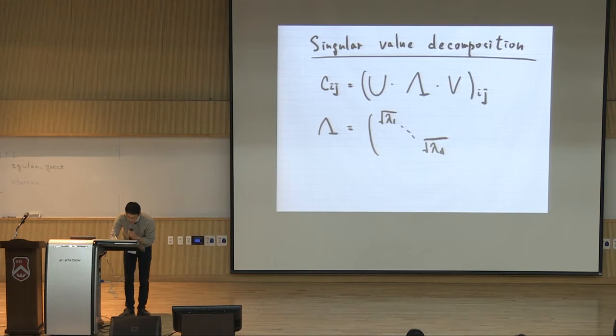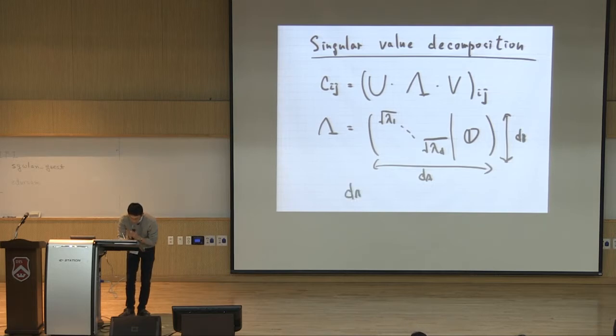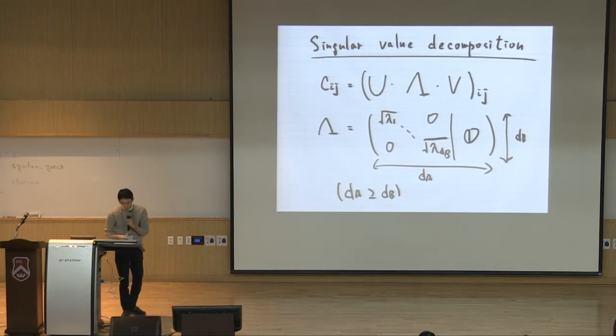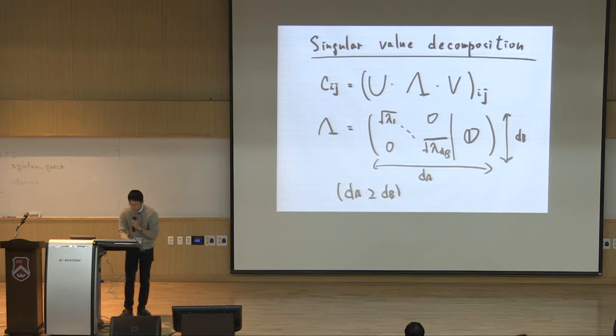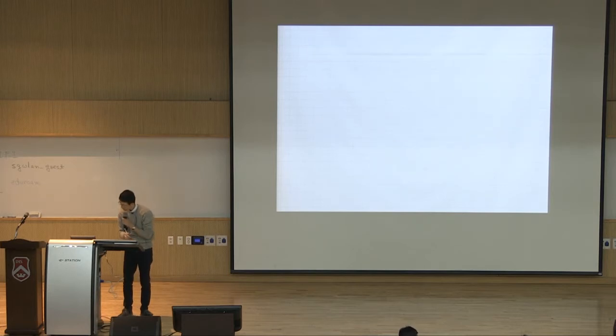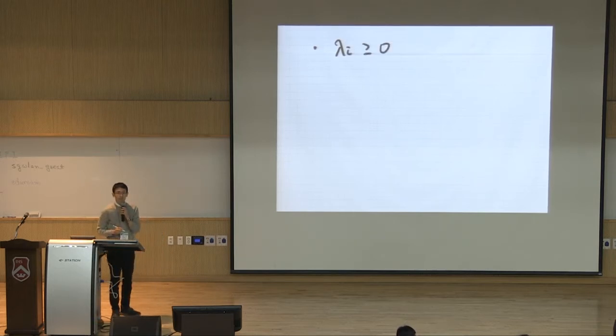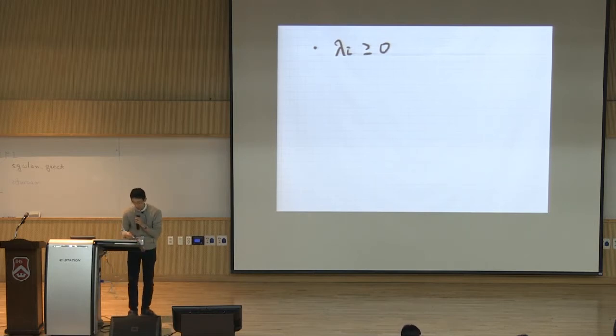Suppose that d_A is greater than d_B. Then you have a d_B by d_B diagonal matrix here. But you still have zero vectors on the rest to make it rectangular. So this is called singular value decomposition. And a nice thing is that, since you can use two unitary transformations, you can make the lambda_i non-negative real numbers.